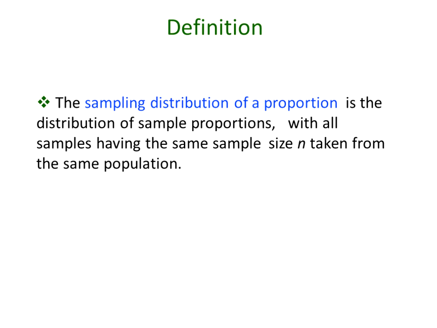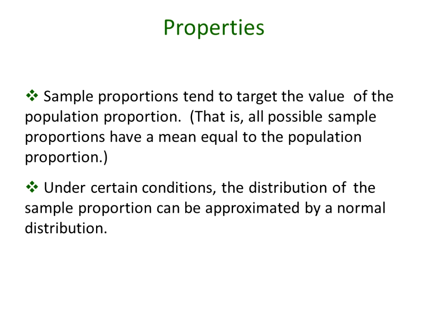Now the sampling distribution of a proportion is a distribution of sample proportions, and a proportion could be a fraction, a percentage, or a decimal. This is the case with all samples having the same sample size and taken from the same population. So we're looking at the behavior of proportions from every sample you take from your population. We're going to see what behavior is happening there. Now we see that sample proportions tend to target the value of the population proportion.